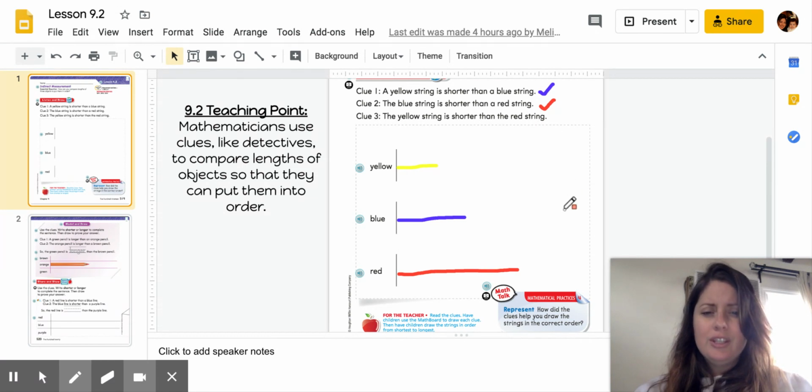Did these clues help me to draw the strings in correct order? Yeah, I see that my strings now are going from shortest down to longest.